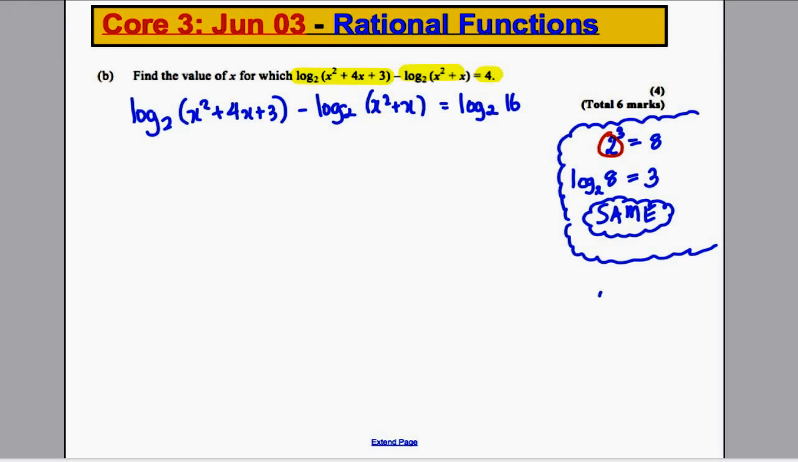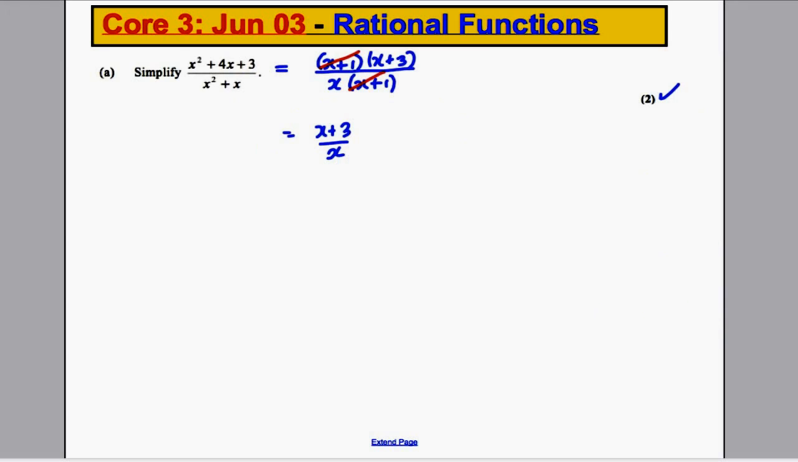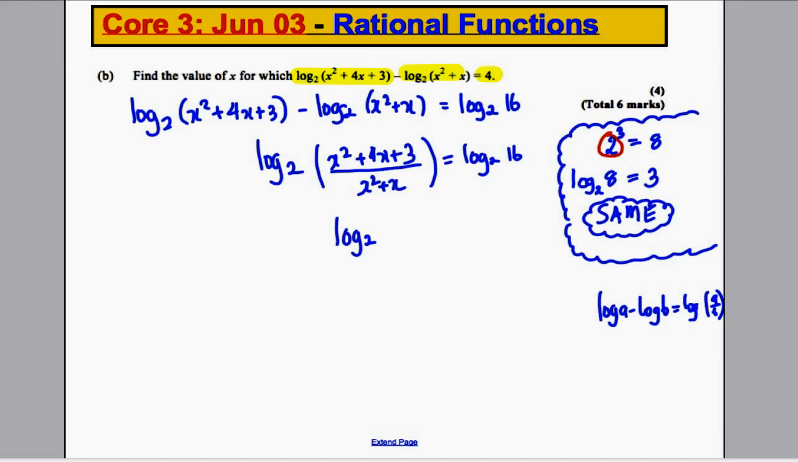Now you should also remember another rule, that log a subtract log b is log a over b. So we can use that. Log base 2 of this thing minus log base 2 of this thing is simply log base 2 of x squared plus 4x plus 3 over x squared plus x. And that's equal to log base 2 of 16. Okay, so what? Well, hopefully alarm bells are ringing. X squared plus 4x plus 3 over x squared plus x, I've done that in part A. That's x plus 3 over x. So this thing here is log base 2 of x plus 3 over x. And I know that's equal to log base 2 of 16.